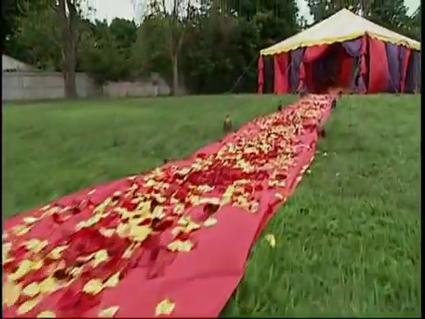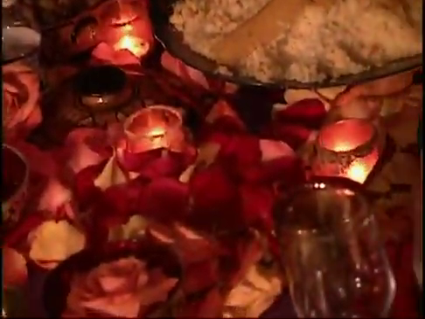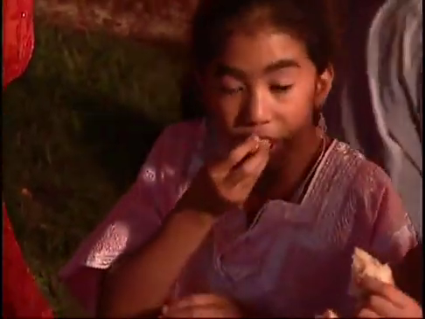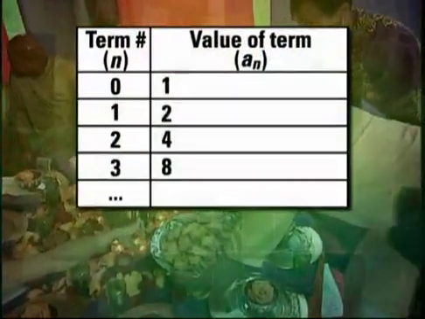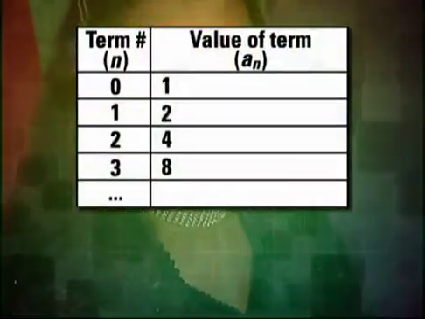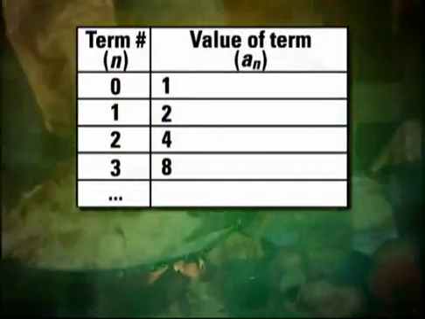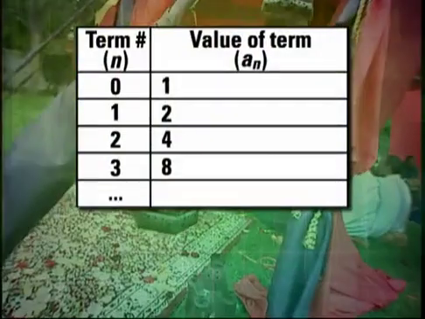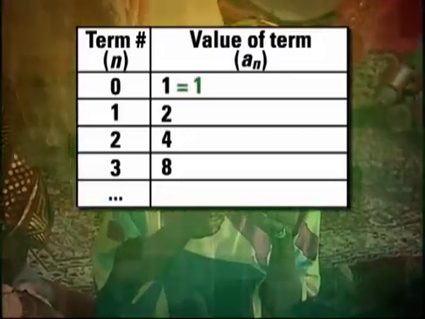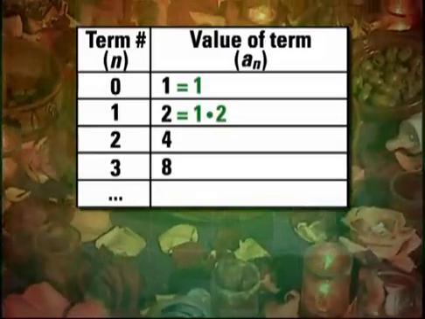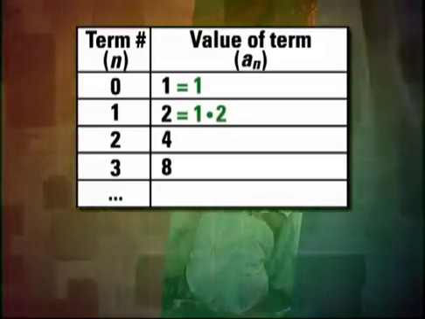How many descendants would be in Generation 20? We can write a general formula to find the value of any term in the sequence. Let n represent the term index number for its position in the sequence, and a sub n is the value of that term. Generation 0 has just one person, Shelley, so term 0 is 1. Term 1 has a value of 1, representing Shelley, times 2, the number of children she has.